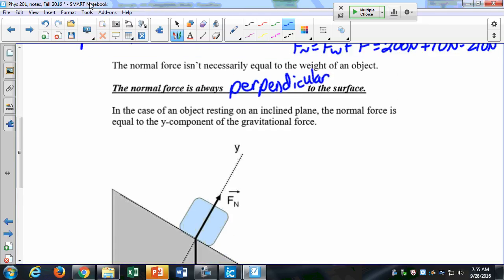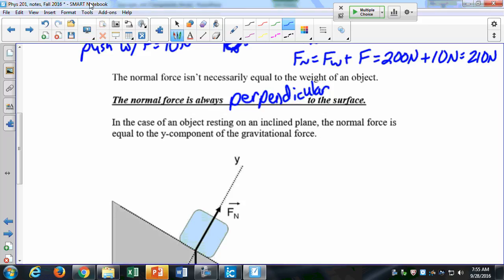So for example, we can have a couple of examples of this. Like if I have an inclined plane, and again, we're not doing inclined planes just yet, my normal force is always perpendicular to the surface. Not necessarily vertical. It can also be horizontal.